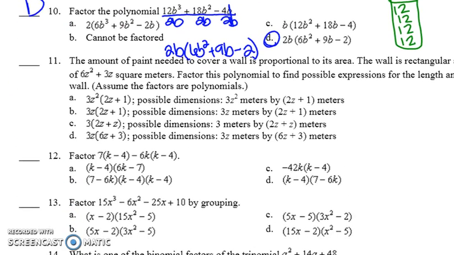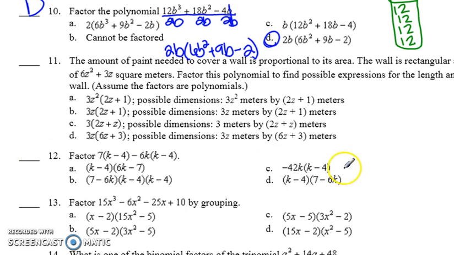Number 11. The amount of paint needed to cover a wall is proportional to its area. The wall is rectangular and has an area of 6z squared plus 3z square meters. Factor this polynomial to find possible expressions for the length and width of the wall. Assume the factors are polynomials. So this is a rectangle, and you want to try to factor it to see possible dimensions.